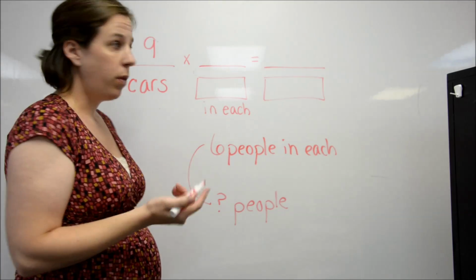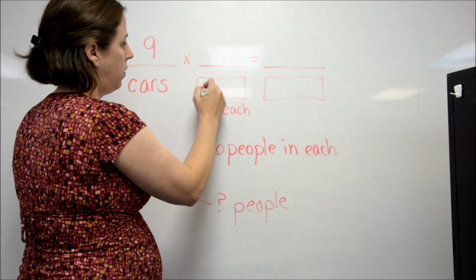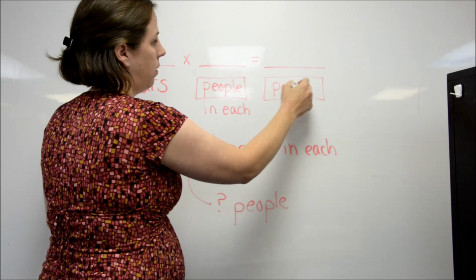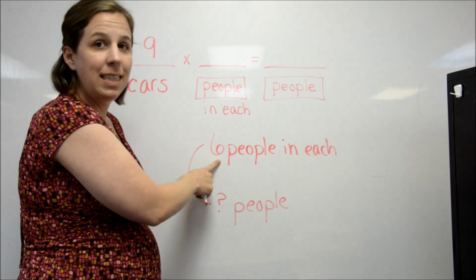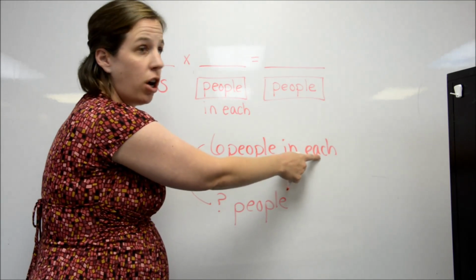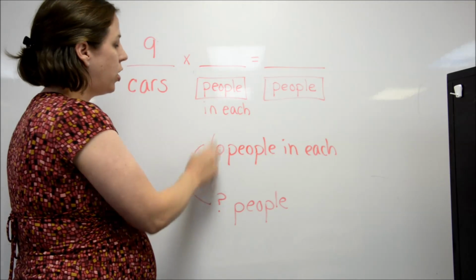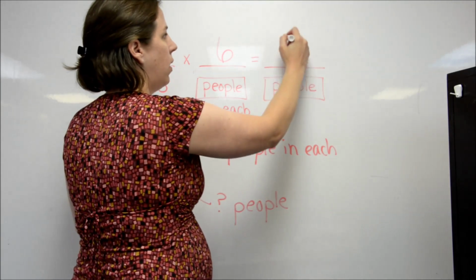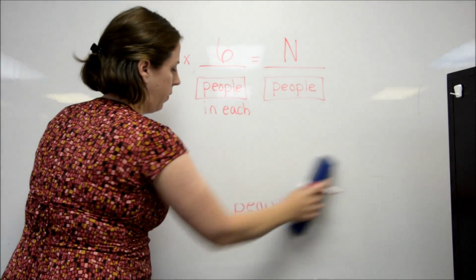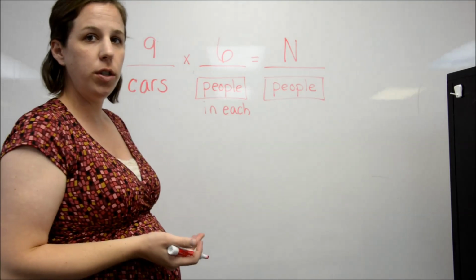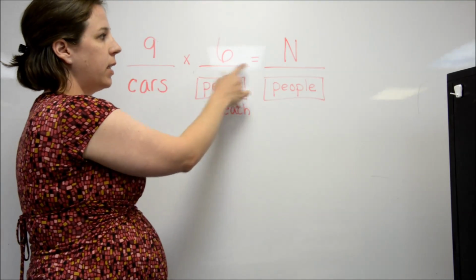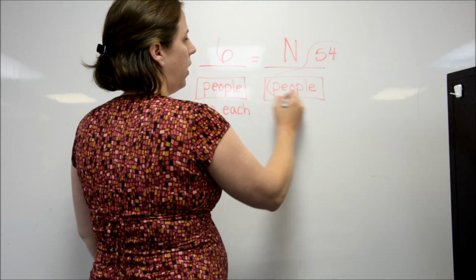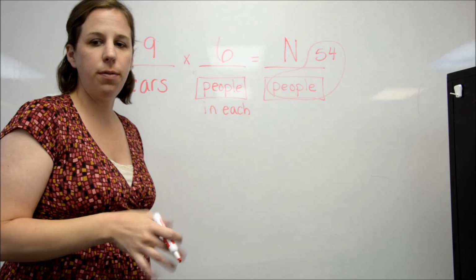And once again, I'm left with my label people and people. Six people in each car. This is my phrase in each. So I'm going to put the 6 here. I'm going to put the one with the question there. And I'm going to solve. 9 times 6 equals 54. And I'm just going to circle my label because labels are very important.